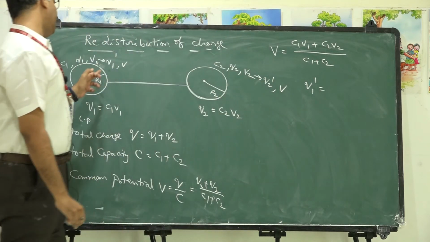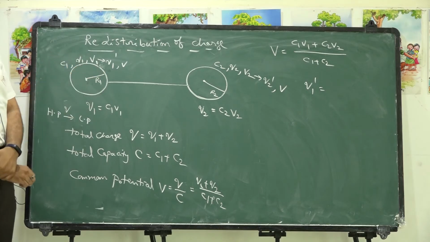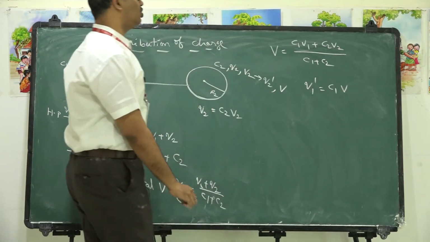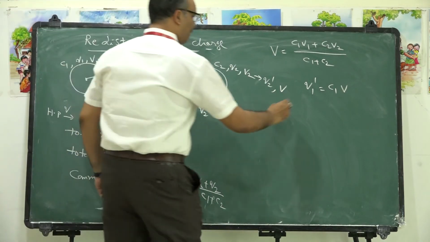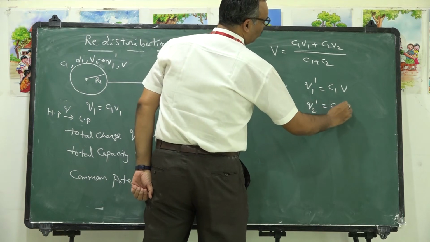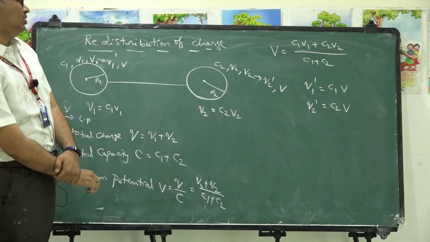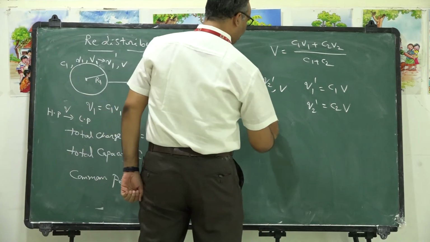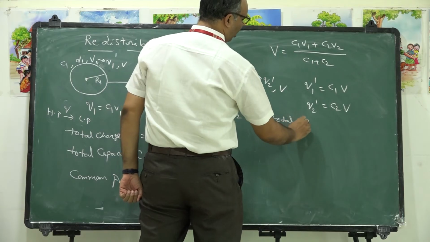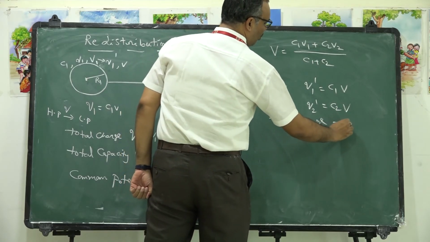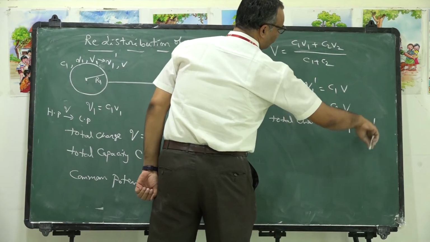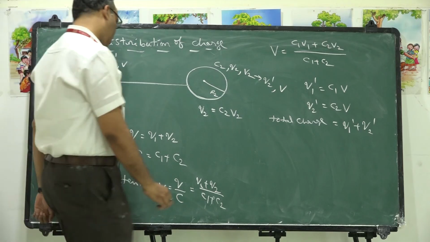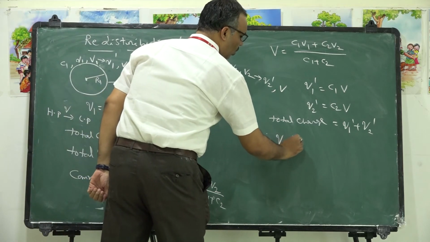Charge is always given by the product of capacitance and potential. So capacitance is not going to change, it is C1 only. The potential of the first sphere is V. Similarly, Q2 dash is C2 V. What is the final total charge? Final total charge is Q1 dash plus Q2 dash. Here the total charge is always conserved. Therefore, we can say the total charge Q is equal to Q1 plus Q2.